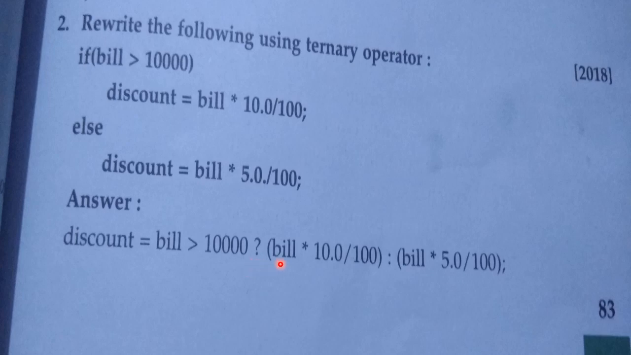Is bill greater than 10,000? Then a question mark, and then the true part, and after this a colon sign, we will write the false part. So what is the true part? Bill into 10.0 by 100. Same, we will write bill into 10.0 by 100. And then this colon, this is known as otherwise. Then the false part. What is the false part? Bill into 5.0 by 100. So this one also we will correct: bill into 5.0 by 100. Okay. So in this way you can convert if else coding into the ternary operator.